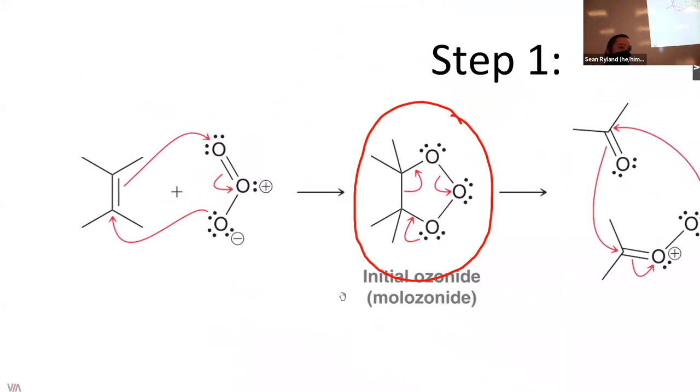Right, so basically think of it as you're attaching a suction cup to the top of your pi bond. It takes three arrows to draw it. But effectively what you're doing is you're breaking a pi bond and giving electrons to the oxygen. The net result is this ozonide intermediate.